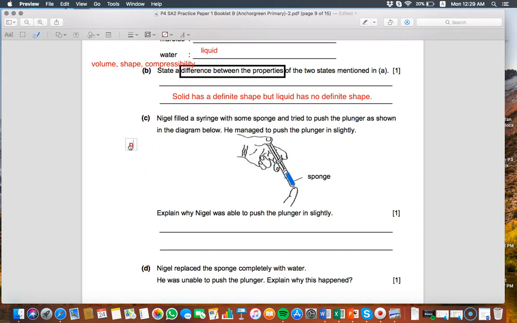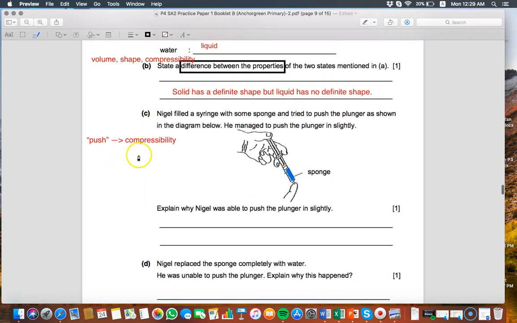You see the word push, you relate it to the compressibility. And you see the word sponge. Sponge is a solid with holes, right? And what is in the holes? The holes are filled with air. A solid with holes filled with air.